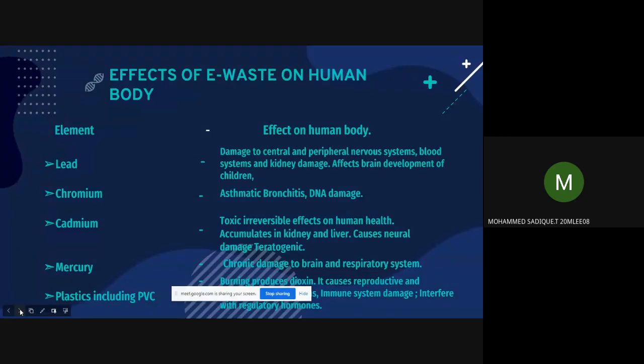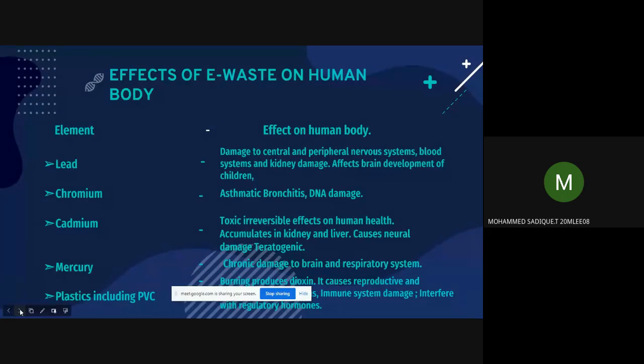Effects of e-waste on human bodies. Not just for the environment, e-waste is also a big problem for humans and other organisms. Why? It may affect you before you are born: lead, chromium, cadmium, mercury, plastic including PVC. First of all, lead causes damage to the central and peripheral nervous system, blood system, and kidneys, and affects brain development of children also. Chromium causes asthmatic bronchitis and DNA damage. Then cadmium has toxic irreversible effects on human health, accumulates in the kidney and liver, and causes neural damage.